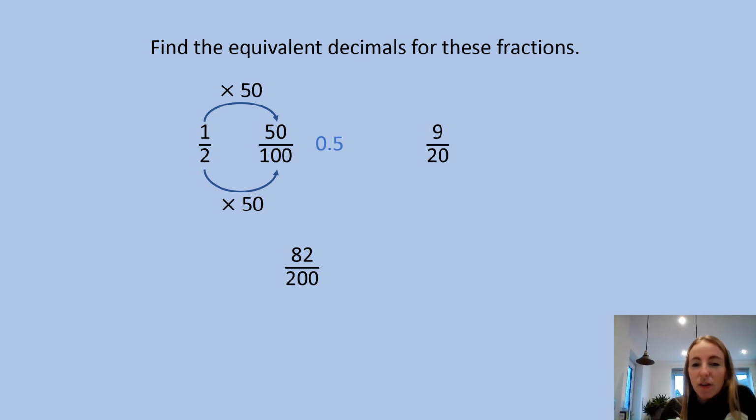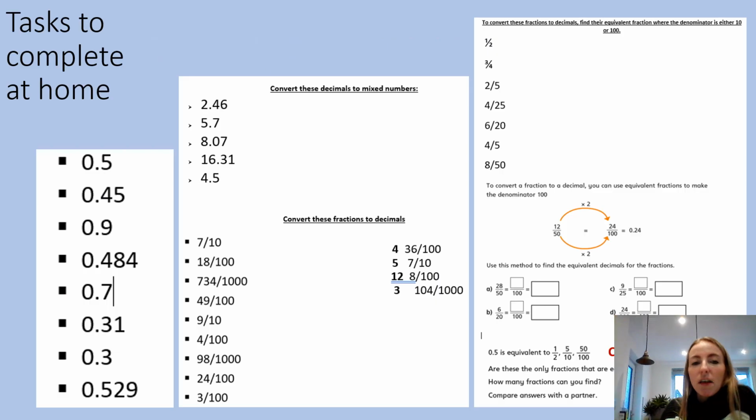Okay, let's look at this one, 9 20ths. What do you need to multiply 20 by to make 100? You're going to multiply it by 5. And you do the same to the numerator. So whatever you do to the denominator, you do to the numerator. So 9 times 5 equals 45. Now you can convert it easily into a decimal, 0.45. Okay. And then have a go at these as well.